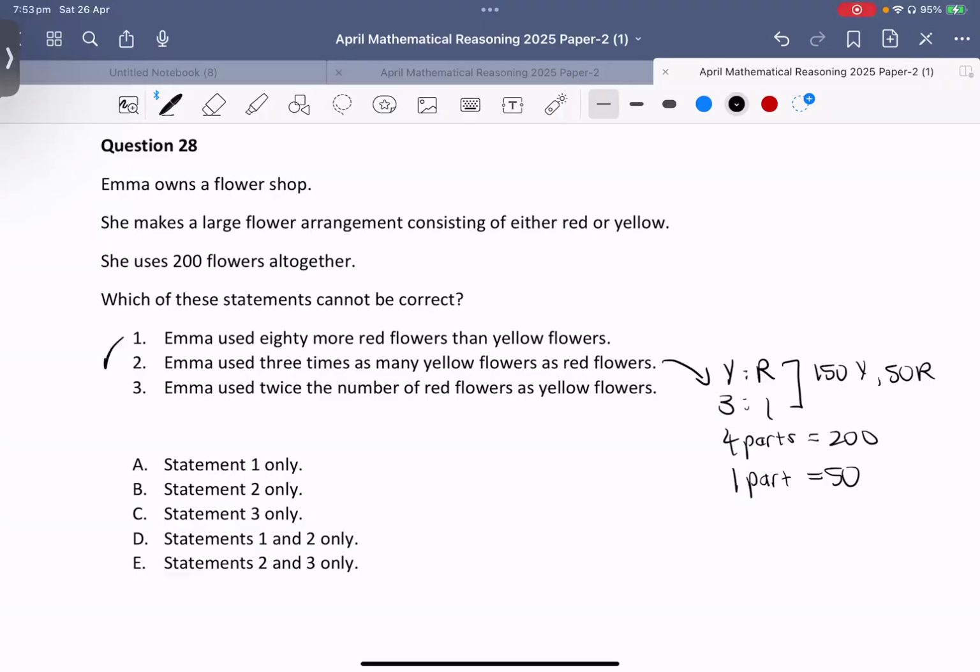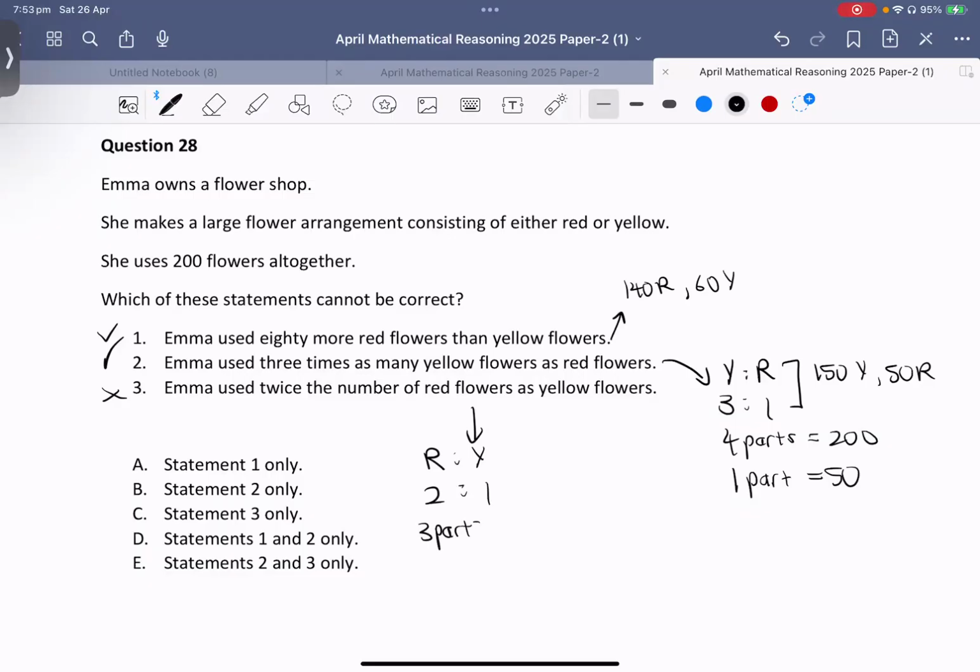Number one says Emma used 80 more red flowers than yellow flowers. So this one also works because we can do 140 red flowers and 60 yellow flowers, which means we use 80 more red. And number three doesn't work because if we use twice as many red and yellow, that means that ratio is 2 to 1, right? That would be a similar thing.